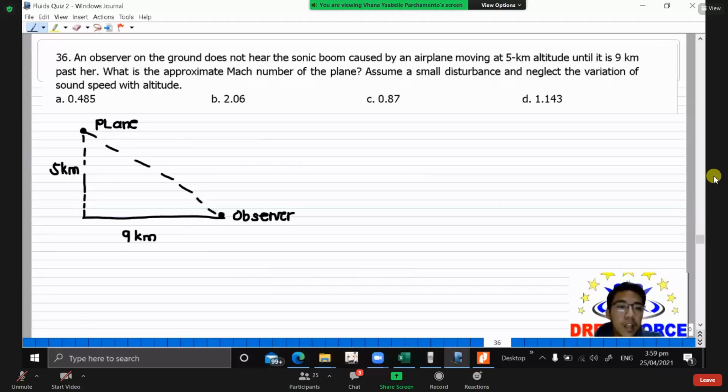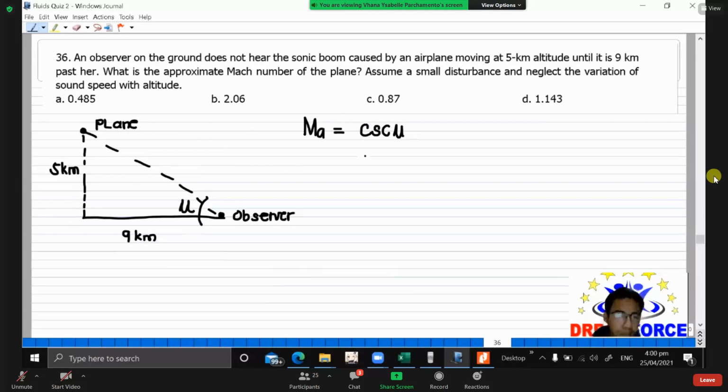Okay, so may nabuo tayo dito na right triangle. Ang isang importanteng definition pa ng Mach number, kasi ang hinahanap dito is Mach number, is makuha mo yung angle dito, parang yung angle of elevation ng observer to your object. Ito yung angle of elevation, tawagin ko siyang mu. So ano bang definition ng Mach number pag ganyan ang given? Ang Mach number, ang definition niyan is cosecant of mu. Yan po yung definition natin for Mach number.